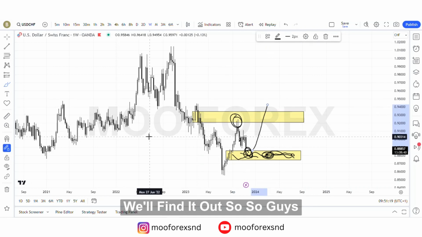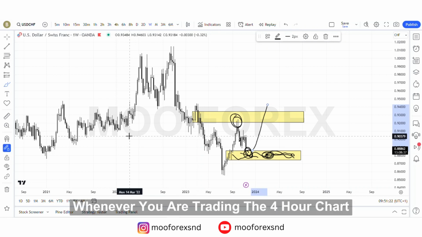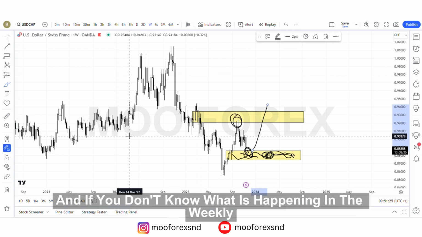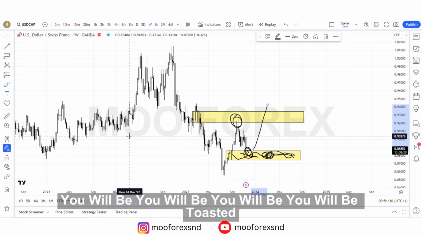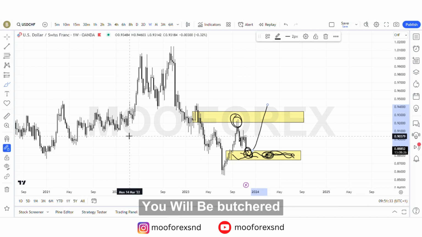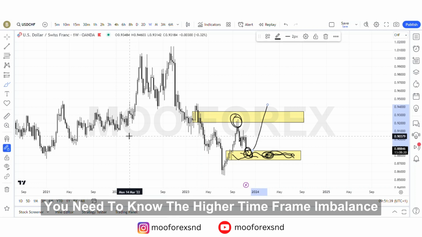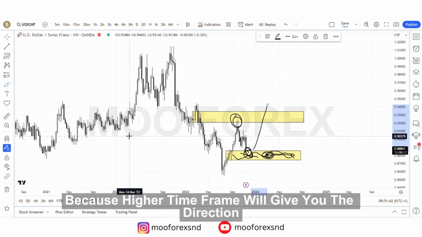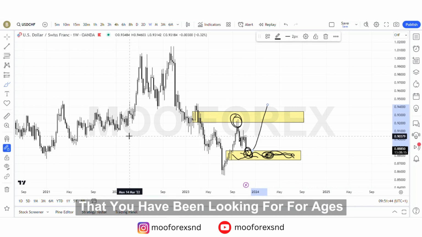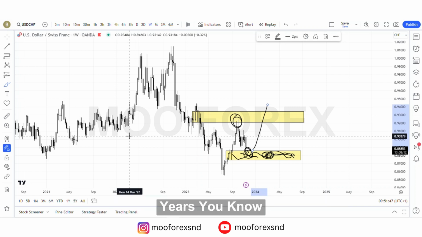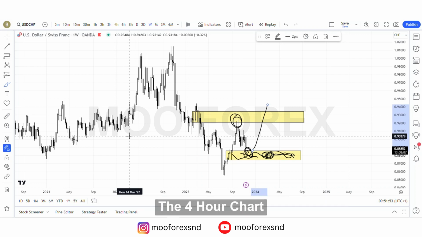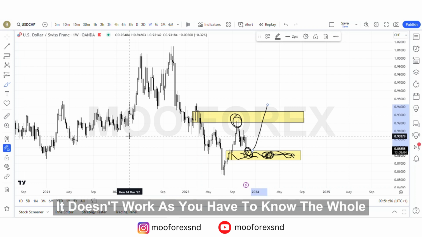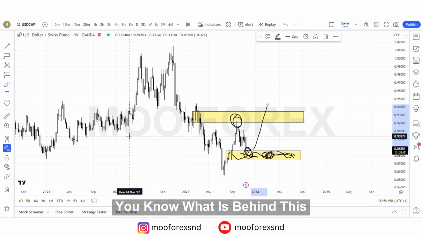So guys, that's the very important thing whenever you are trading the 4 hour chart. If you don't know what is happening in the weekly, monthly, 3 months, 6 months chart, you will be toasted, you will be butchered. So that's why it's very, very important that you know the higher time frame imbalance, because the higher time frame will give you the direction, the clarity that you have been looking for for ages, years. I don't like it when you just look at the daily chart and trade the 4 hour chart. It doesn't work, guys. You have to know the whole story, what is behind this.